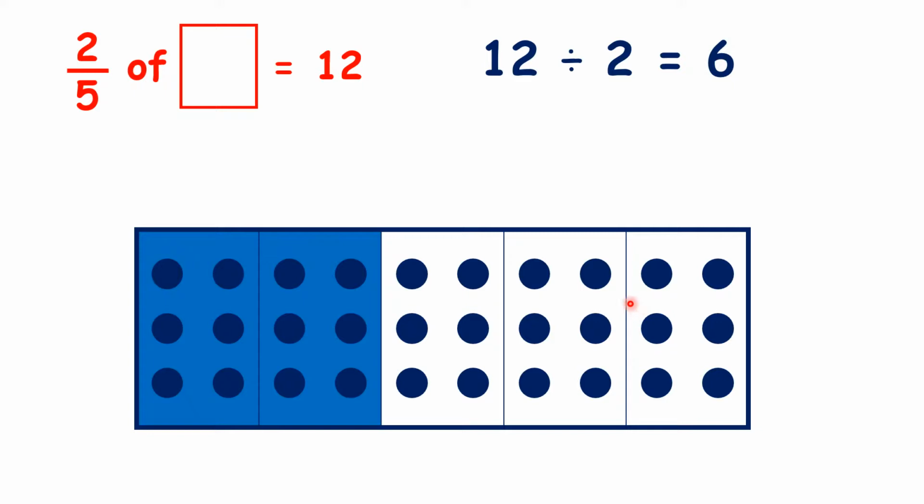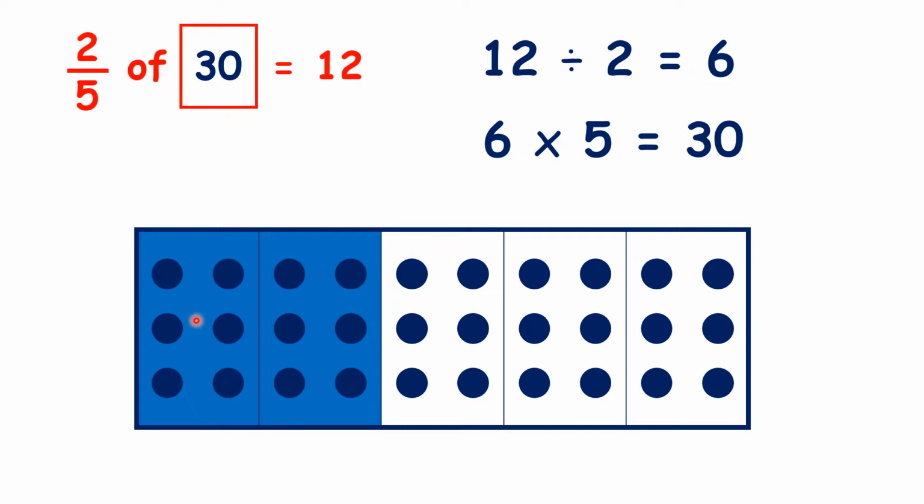That gives us a total of 30, because 6 times 5 is 30. So that means that 2/5 of 30 is 12. And that makes sense, because here you can see that we have 30 counters, and in 2/5 we have 12 counters.